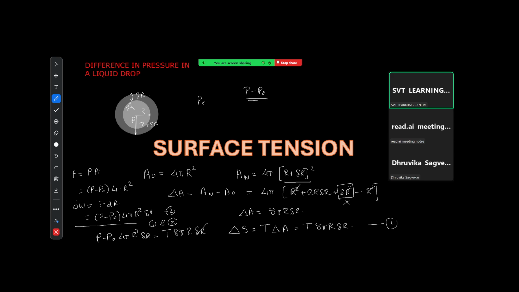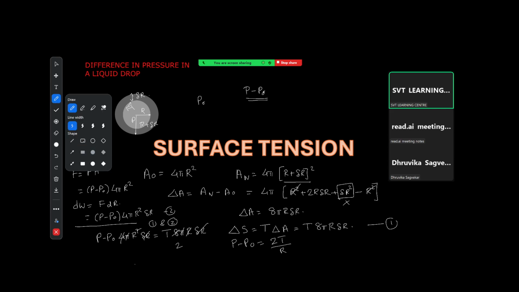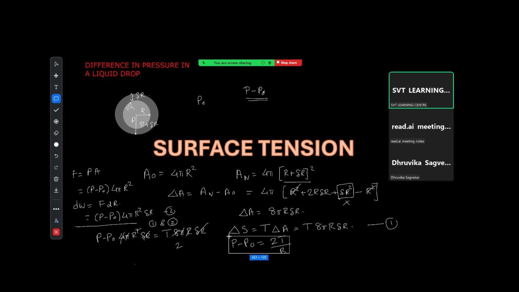Now first thing is delta R and delta R we can cancel, pi and pi we can cancel, 4 will go in 8 two times, and you will be left with one R, correct? One of our R will get cancelled. Is it clear? So now looking at it, you will get that P minus P0 will be equal to 2 times the surface tension divided by radius, correct? So this is the expression we were trying to figure out. Is it clear? Okay, please note it down.